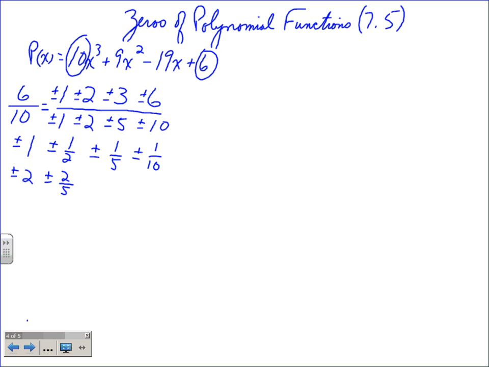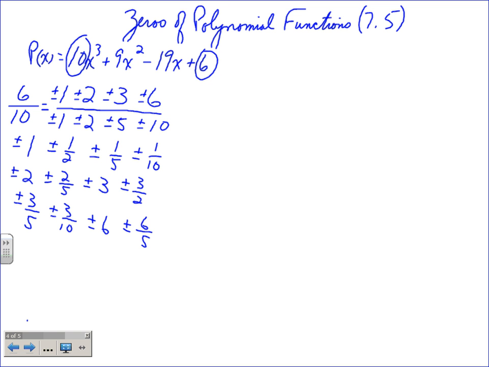All right? And then plus or minus 3 over 1, plus or minus 3 over 2, plus or minus 3 over 5, and plus or minus 3 over 10. And then finally, plus or minus 6 over 1, plus or minus 6 over 2, which is 3, plus or minus 6 over 5, and plus or minus 6 over 10, which is 3/5, and I've already got that one. These are all the possible rational roots. All right?